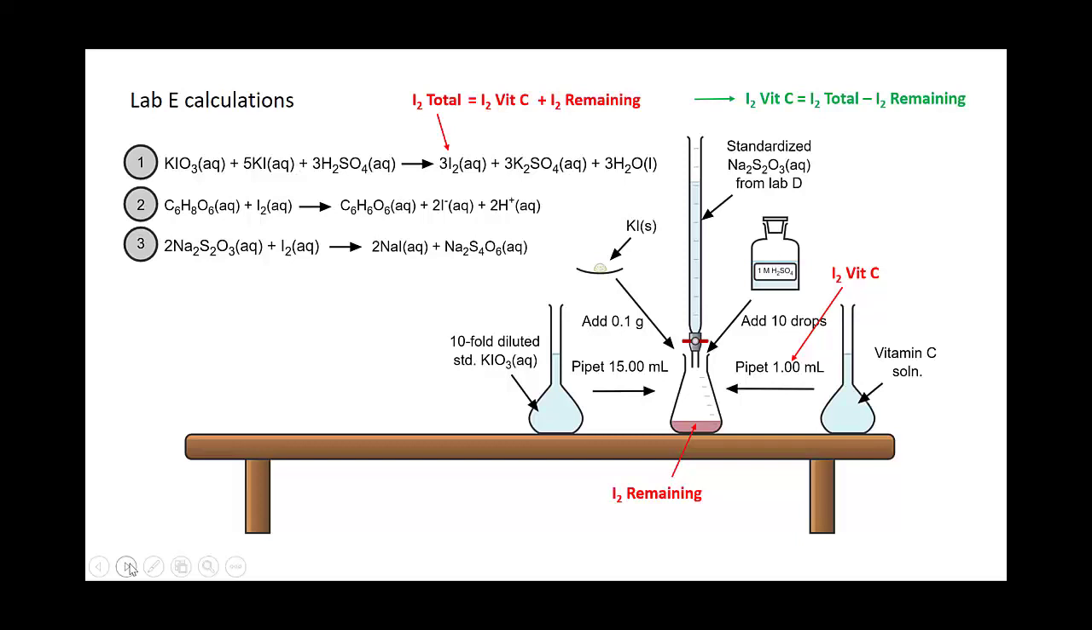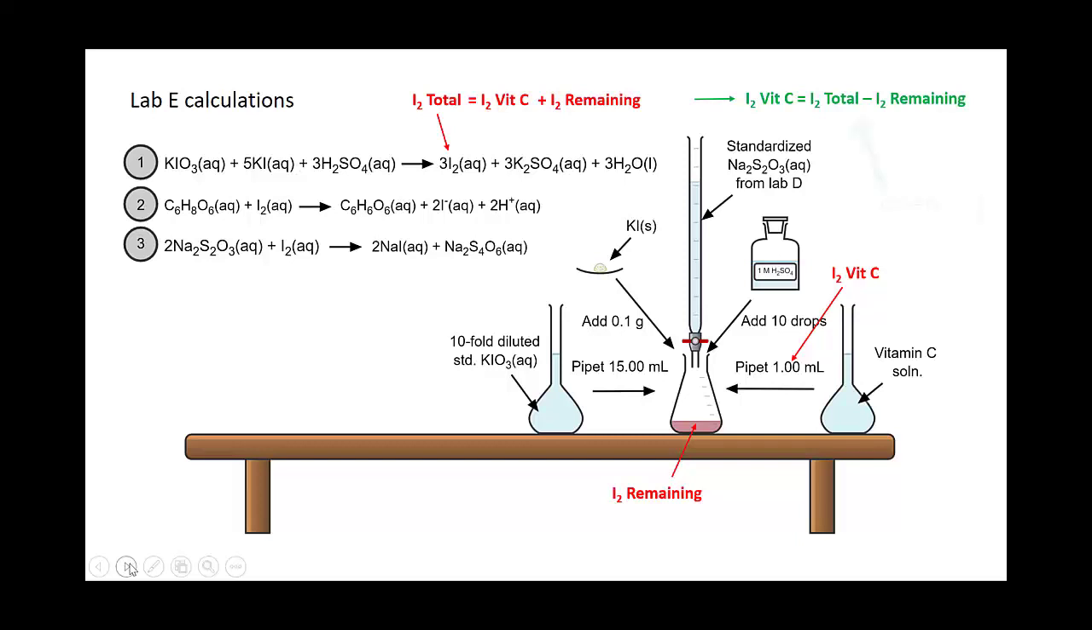In relation to the pre-lab and also considering the calculations in general, I'd like you to think about, well, what would happen if in doing the titration you overshoot the endpoint? That is, you add too much sodium thiosulfate titrant. And therefore, of course, the volume that you've added is too large. So think about how that would impact your I2 remaining.